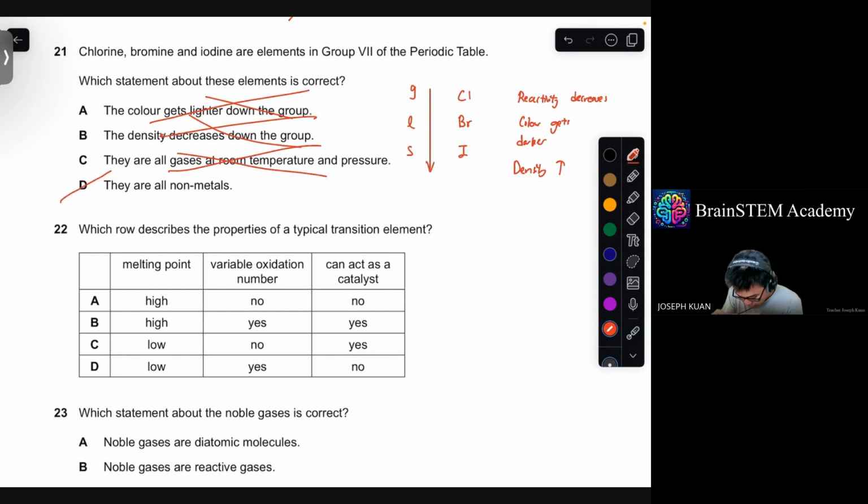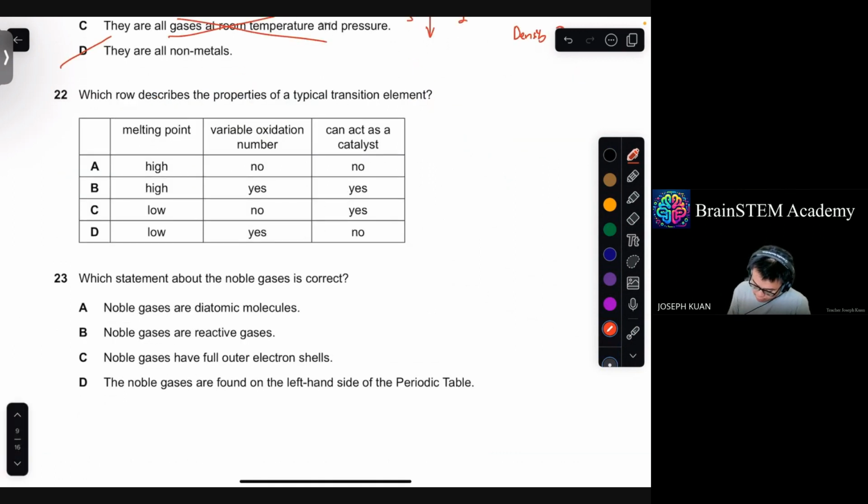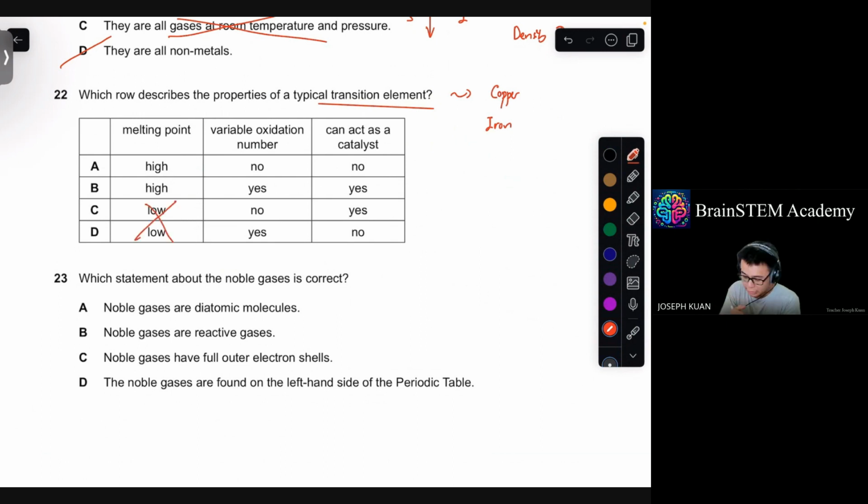They are all non-metals. Right, these are group 7 elements, so they are non-metals. Moving on to question 22. Which row describes the properties of a typical transition element? You can give examples like copper or iron. Melting point is indeed high for transition elements. And variable oxidation number, yes, that is a special feature of transition elements.